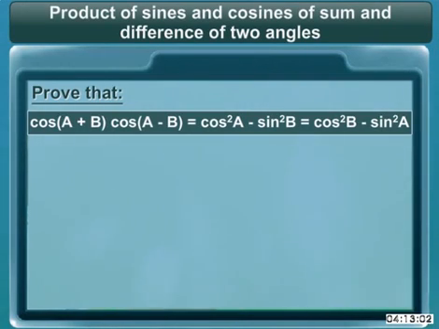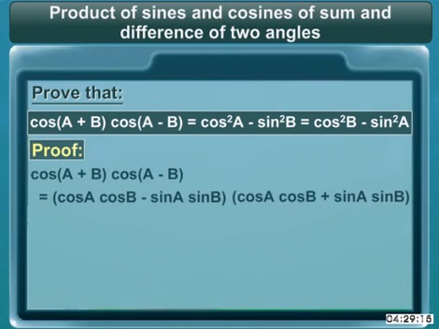Now cos of a plus b into cos of a minus b is equal to cos square a minus sin square b, or it is equal to cos square b minus sin square a. Now let's see its proof by taking left hand side, that is cos of a plus b into cos of a minus b.